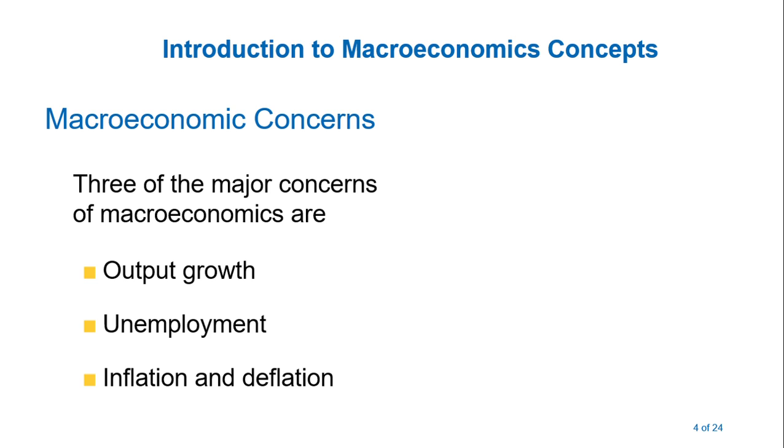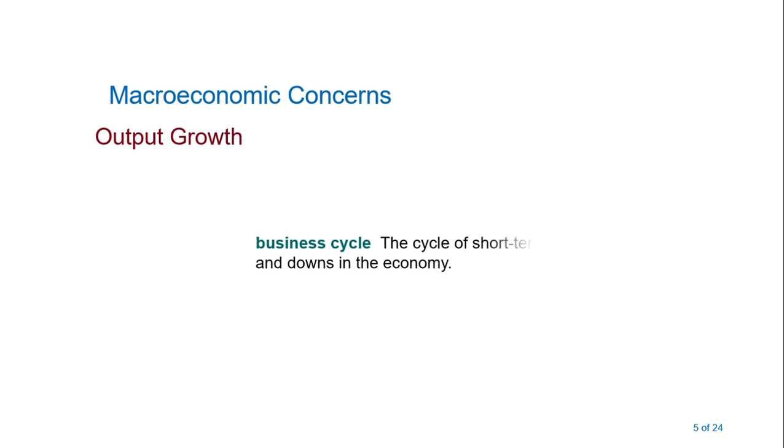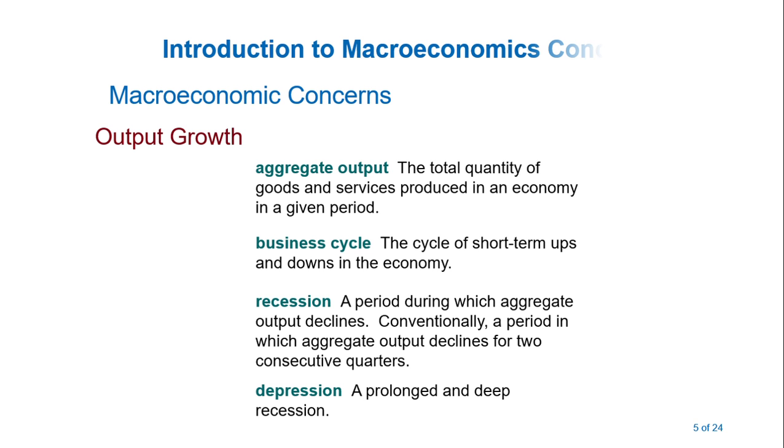Right. So macroeconomic concerns. What does macroeconomics look at or focus on? There are three major concerns of macroeconomics. We are going to look at them individually. So we have output growth, unemployment, and inflation and deflation. I believe you've heard of output growth before. I believe you've heard of unemployment before, and inflation or deflation. So now let's look at them one after the other.